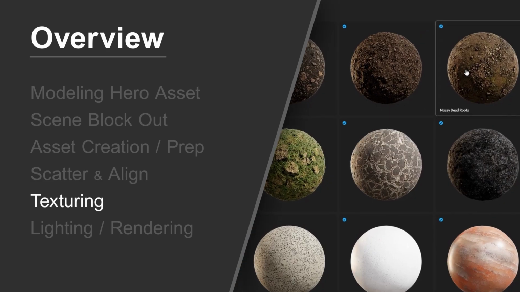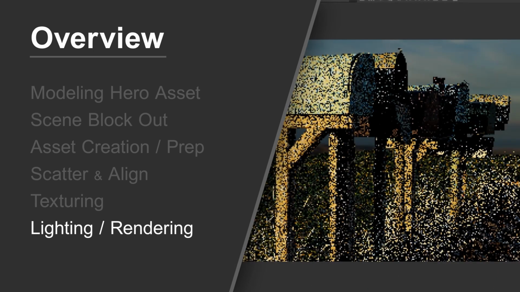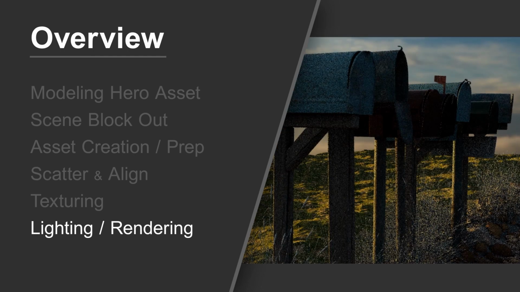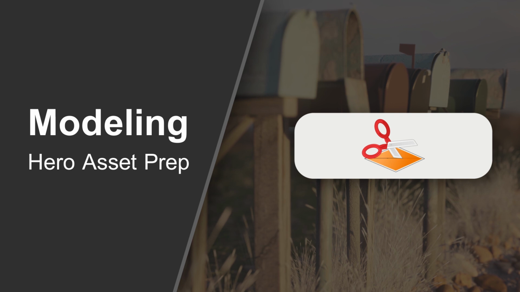Next, I'll go over quickly where I sourced textures. Then lastly, I'll talk about lighting and rendering and using Redshift post effects to add light compositing and color for the final look. Quickly, I'm going to go over how I modeled this mailbox.